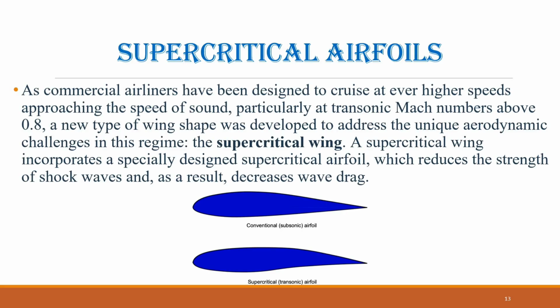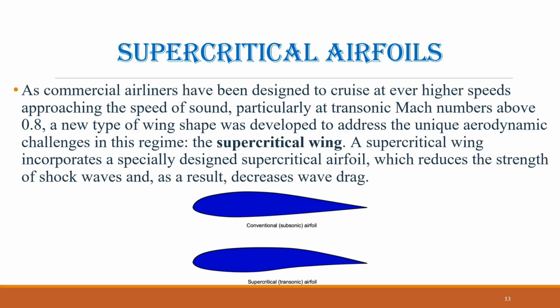A supercritical wing incorporates a specially designed supercritical airfoil, which reduces the strength of shock waves and, as a result, decreases wave drag. The principle behind this design is to carefully control the airflow so that it transitions to supersonic speed over the upper surface of the airfoil in a controlled manner and then recompresses smoothly. This delays the onset of supercritical flow, reducing drag at a given free stream Mach number or allowing the aircraft to fly faster before a sudden rise in drag occurs.